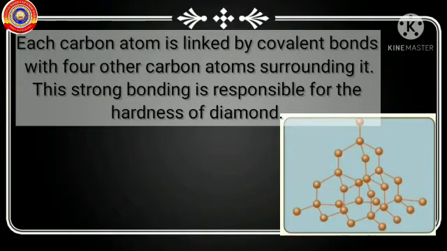If you analyze the structure of diamond, you can see that each carbon atom in diamond is linked by a covalent bond with 4 other carbon atoms surrounding it. This strong bonding is responsible for the hardness of diamond. So did you understand why diamond is very hard? It's because of the carbon-carbon bonds between them.